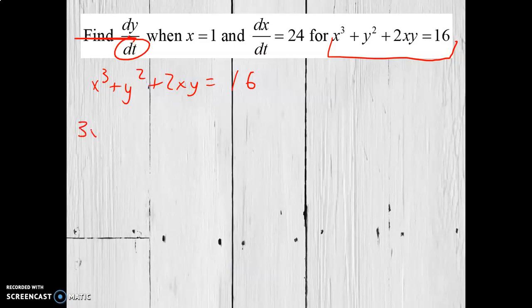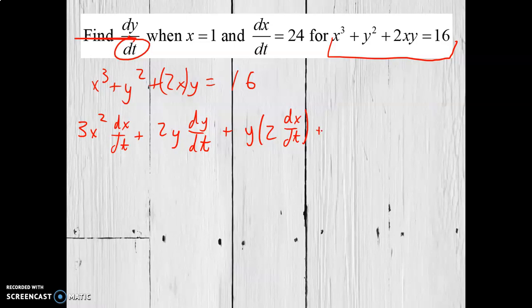So over here, I'm going to have 3x squared dx/dt, and then 2y dy/dt. For this part, I'm going to have to use the product rule. So I'm going to say y times the derivative of 2x, which would be 2 dx/dt, and then 2x times the derivative of y, which would be dy/dt. Derivative of a constant is 0.